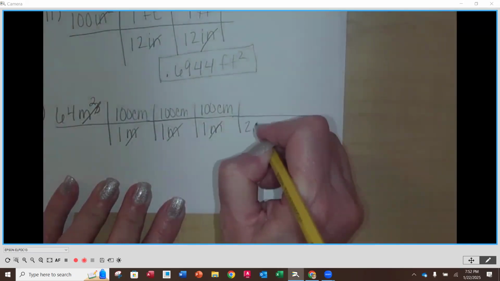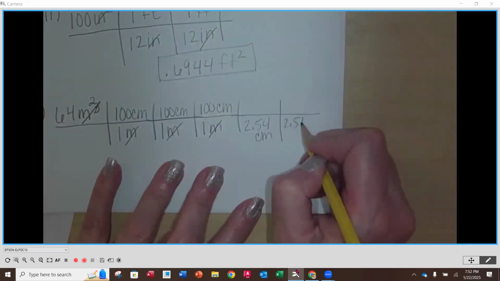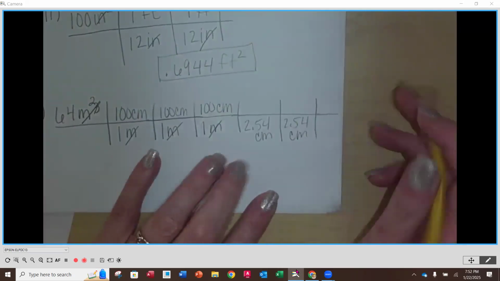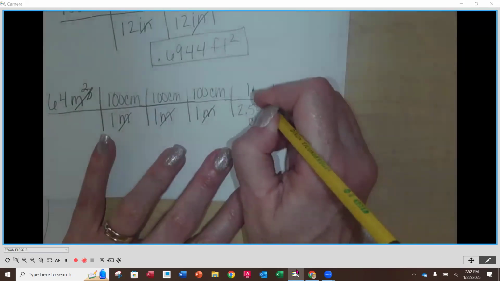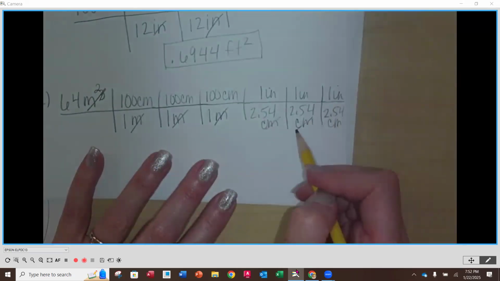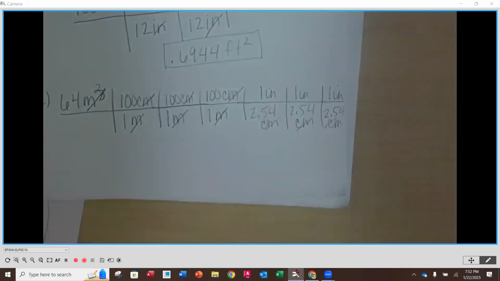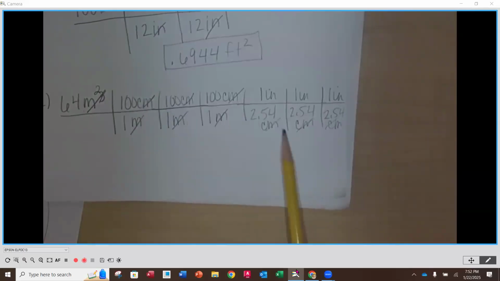I know that there's 2.54. I'm going to put centimeters underneath so I can get 3 of them in here. I always end up writing bigger than I should. And then 1 inch, 1 inch, 1 inch on top. So then these centimeters, 1, 2, 3, cancel out the ones on the top. And the ones that I didn't cancel out are inches times inches times inches, or inches cubed. So I'm going to take 64 times 100, 100, 100, and then divide by 2.54 3 times.